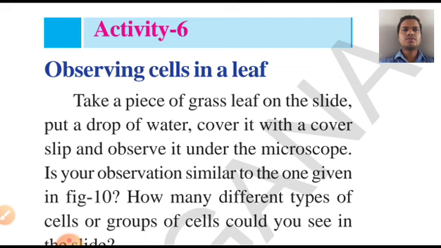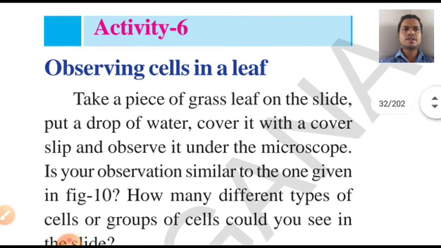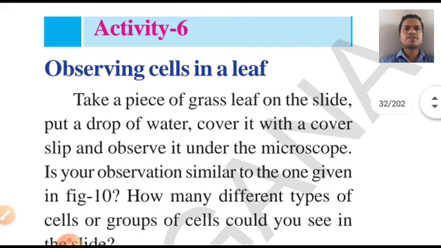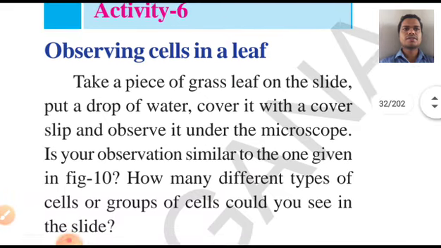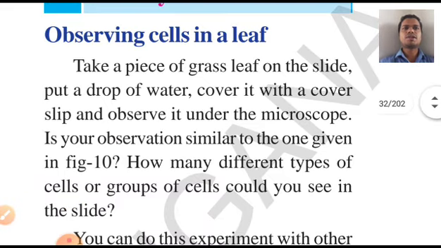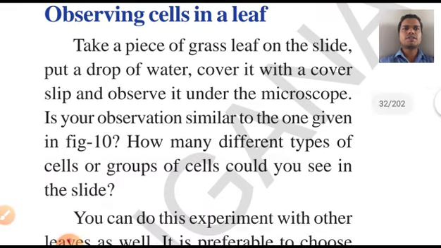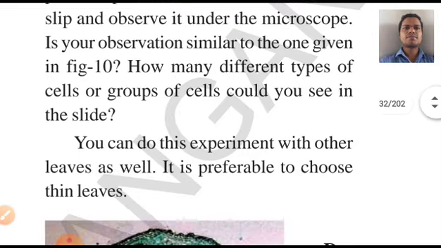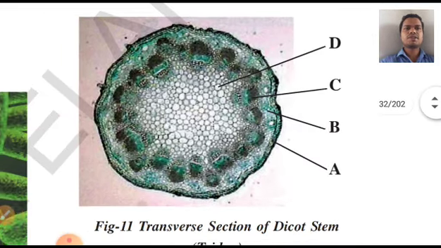Now what you have to do? You have to do this activity. If you want to do this activity, then you need some material. What are the materials that you require? Take a piece of grass leaf on a slide and put a drop of water, cover it with a cover slip and observe it under the microscope. Now, easier observation is similar to figure number 10. Here he has given the figure number 10.